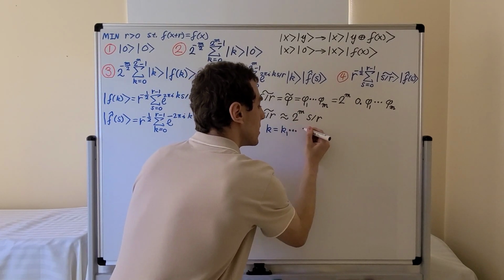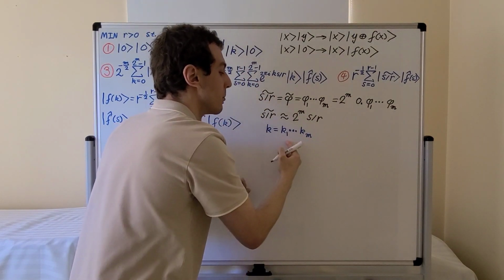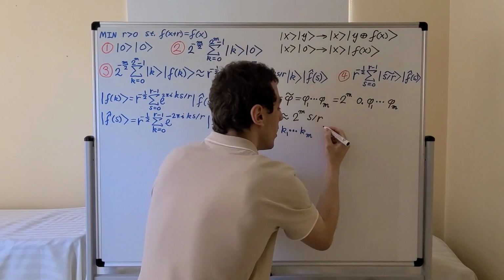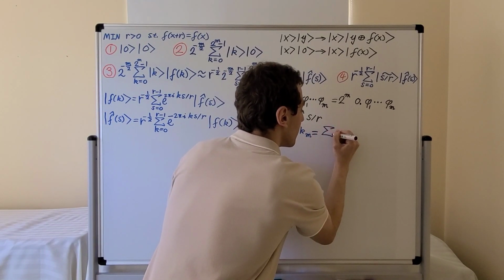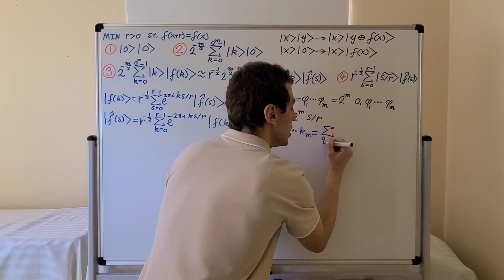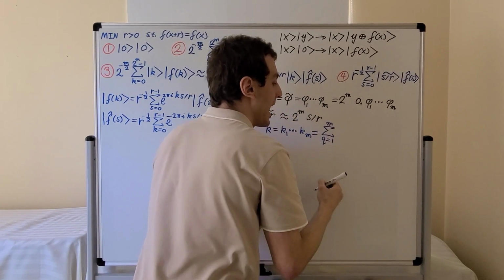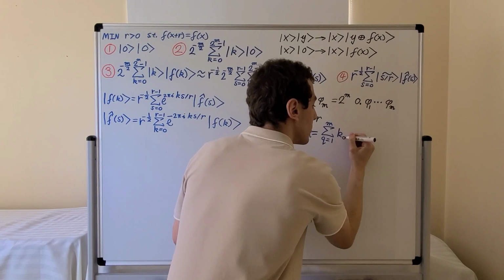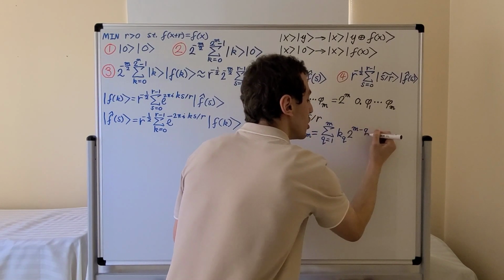k1 all the way up to km. So k is an m-bit number. And what does this actually mean? Well, we can write this in summation notation. This is the sum over some index, let's call it q, going from 1 up to m. And we're going to have k sub q times 2 to the m minus q.